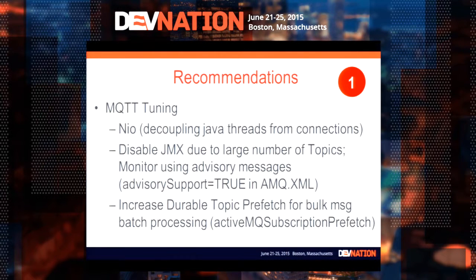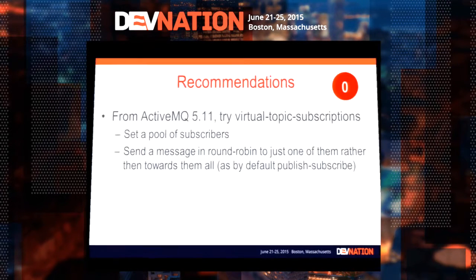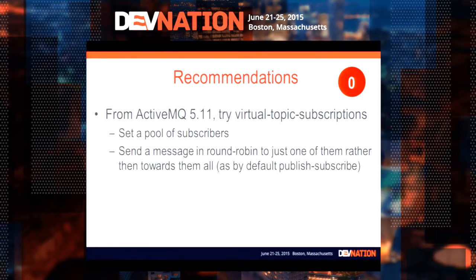Disable JMX. Better not to use it. Instead use the advisory support to create your monitoring system. But that is another feature provided by A-MQ. Increase the durable topic prefetch so that you can process bulk of messages and not one by one. Last recommendation, from version 5.11 of A-MQ you can try to use virtual topic subscriptions. You create a pool of subscribers and you can publish a message just to one of them and not to them all every time, which is useless.